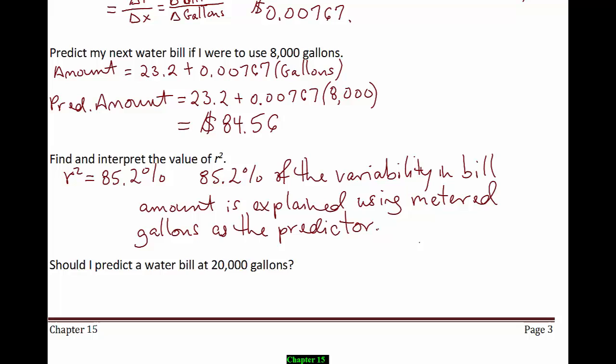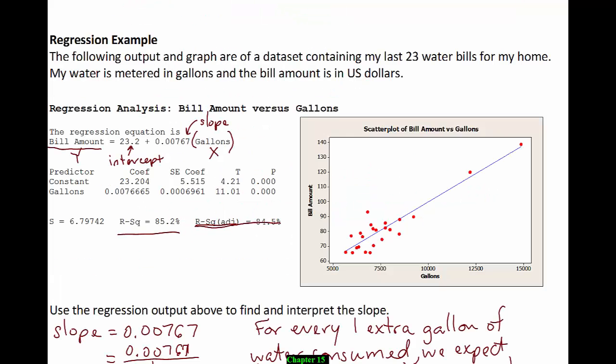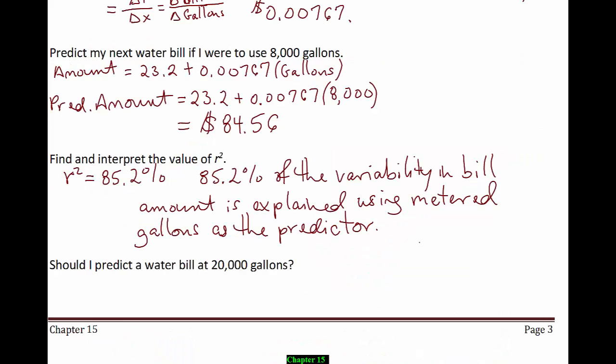Alright, should I predict a water bill at 20,000 gallons? Why or why not? Let's take a look at the scatter plot again. Notice that my points only go up to 15,000 gallons. I've observed no months of usage at 20,000 gallons. This is called an extrapolation. I can't make a prediction outside the range of the data. So no, this would be an extrapolation.